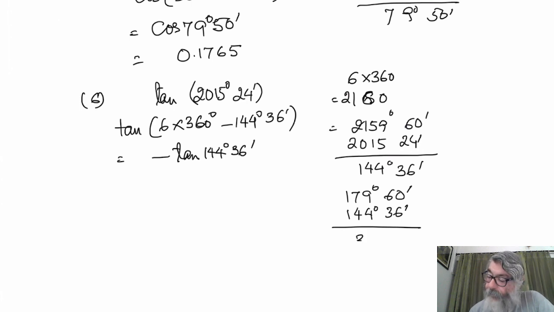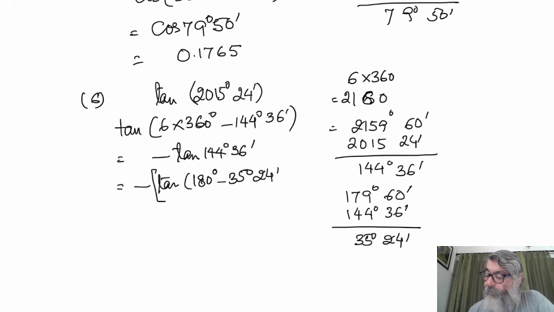35 degree 24 minutes. So minus tan, 180 minus 35 degree and 24 minute. Tan 180 minus theta will come again into the second quadrant. In the second quadrant, tan is negative. So negative negative will become positive and you'll get tan 35 degree 24 minute.